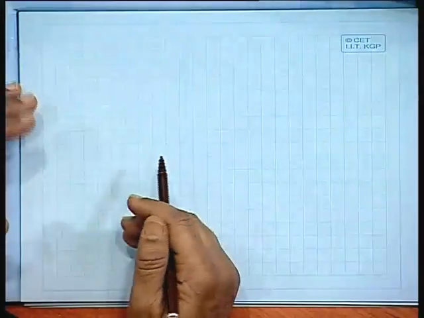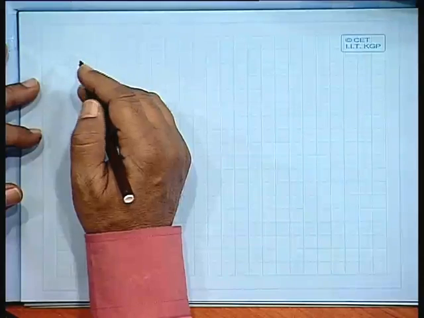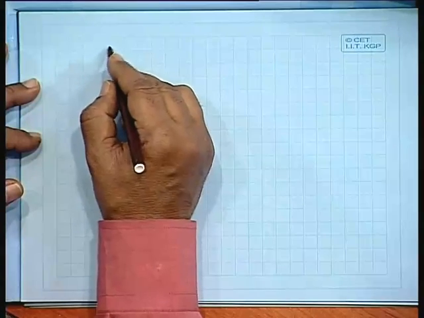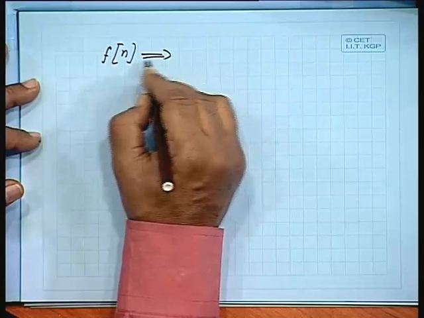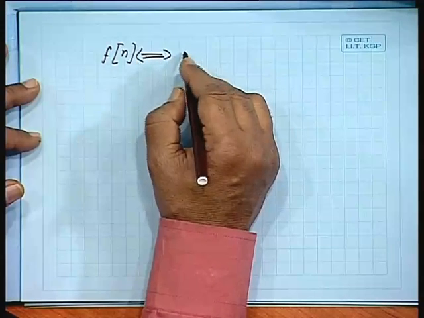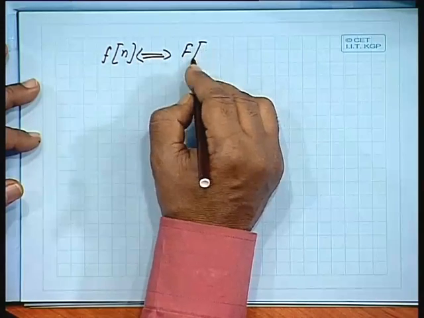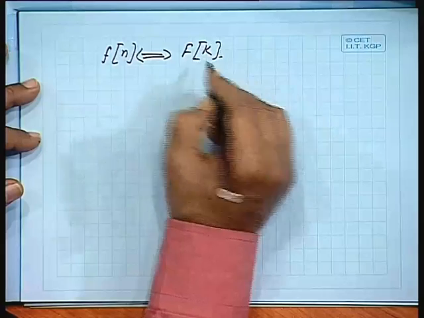Now, there is a set of properties of DFTs, all right, like DTFTs, you go through them, some of them are very interesting. Suppose you are given a sequence f n, whose n point DFT is F k.